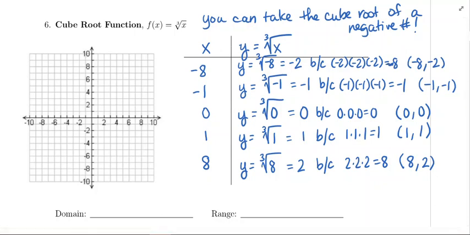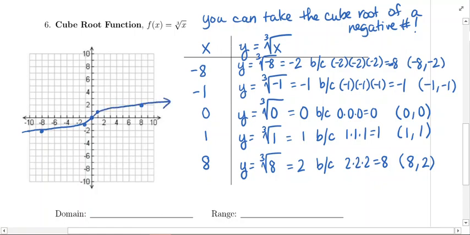So we're just going to plot these. This graph for the cubed root of x goes through negative 8, negative 2; negative 1, negative 1; the origin; 1, 1; and 8, 2. So you get an S shape if I connect the dots. You get an S shape like this. This is that snake graph. It looks like this. I'll even write it here. This is the snake graph.